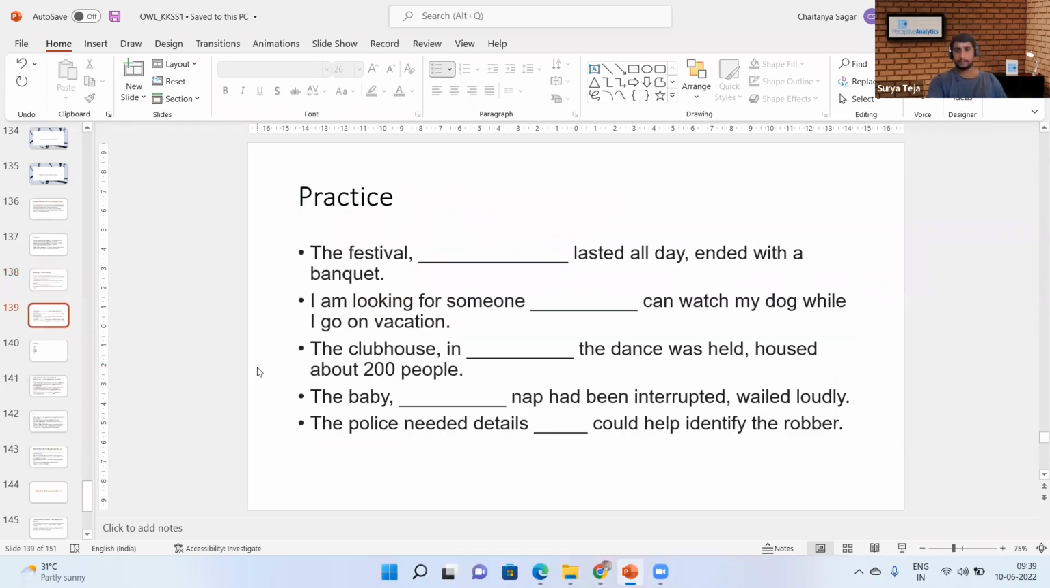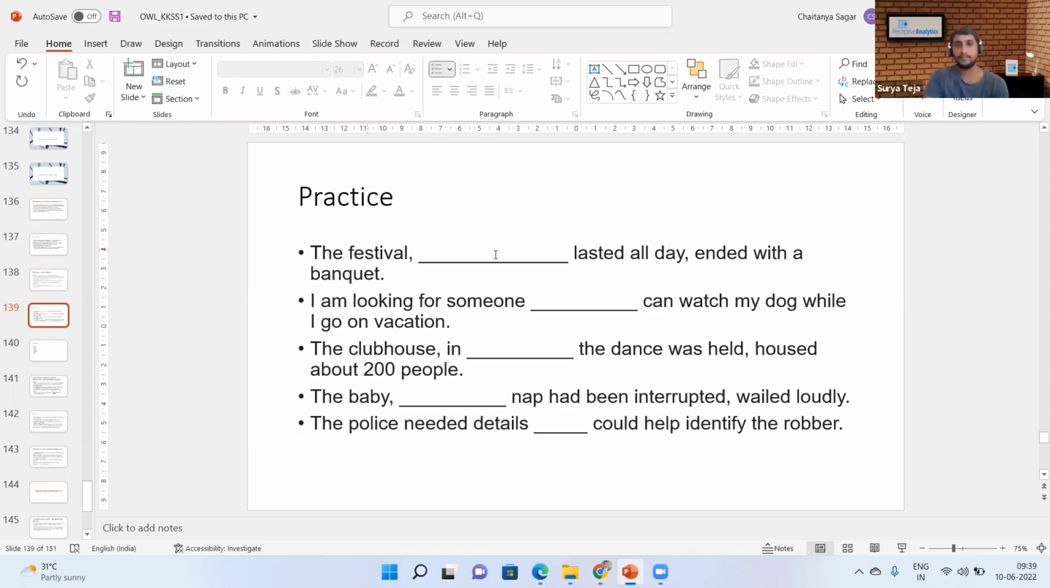We'll see some examples of relative pronouns. We'll do some practice here. We'll try to understand how we could fill these things. So to start with, the first example here: the festival dash lasted all day, ended with a banquet. So what do you think would be the appropriate relative pronoun here in this case, in the first example? Which, okay. Any more answers? Okay. So what Sinha said is which would come.